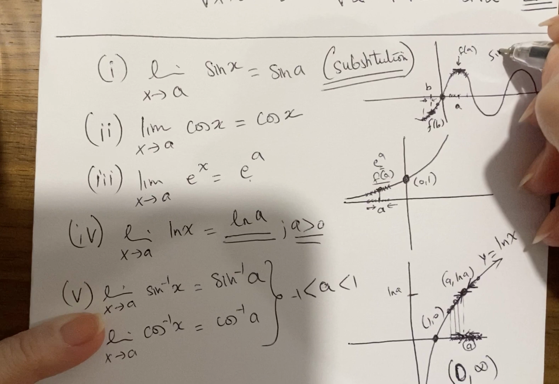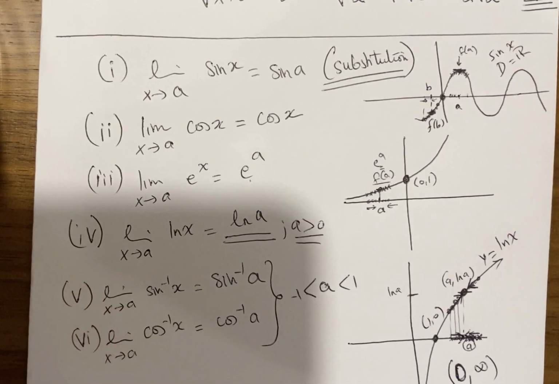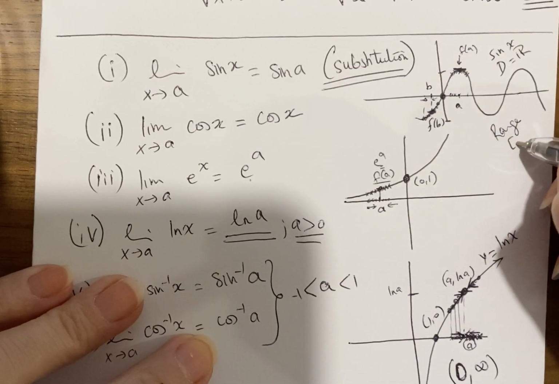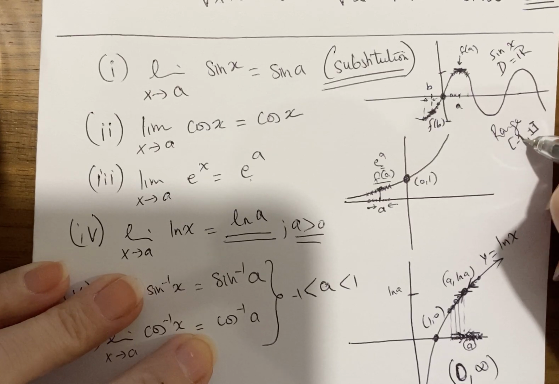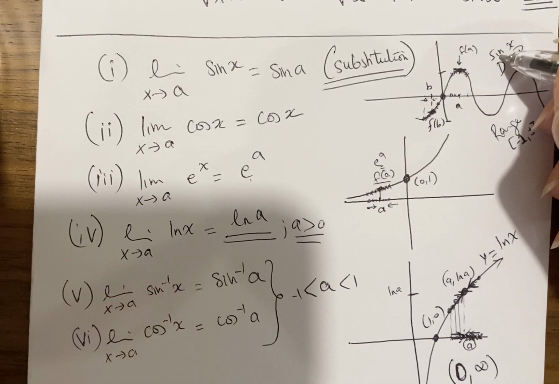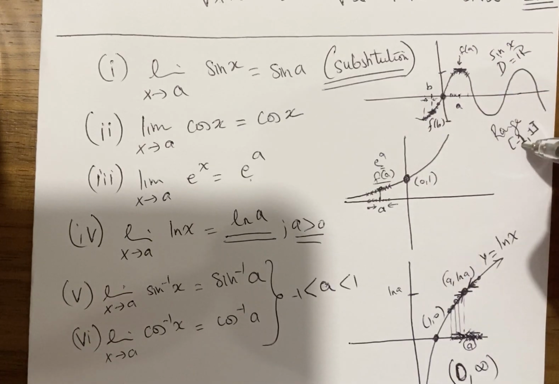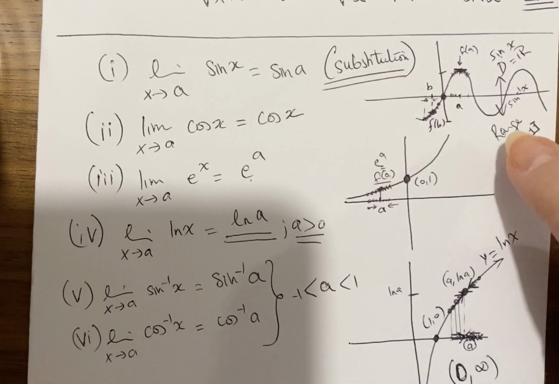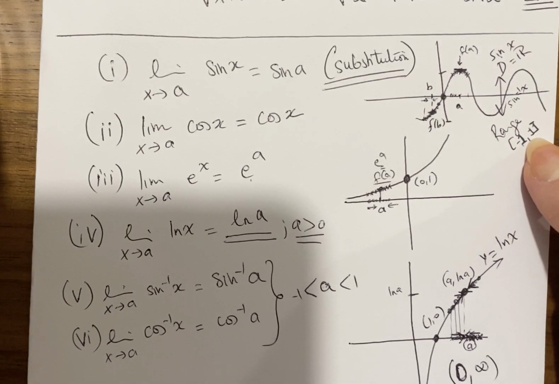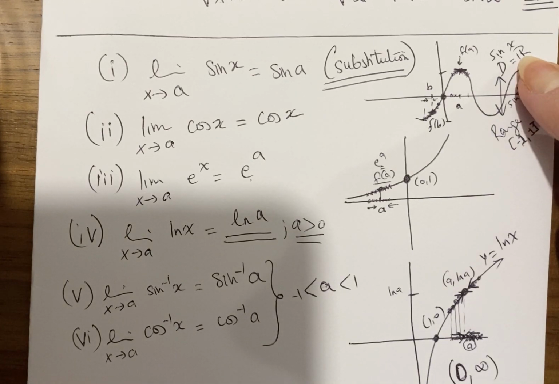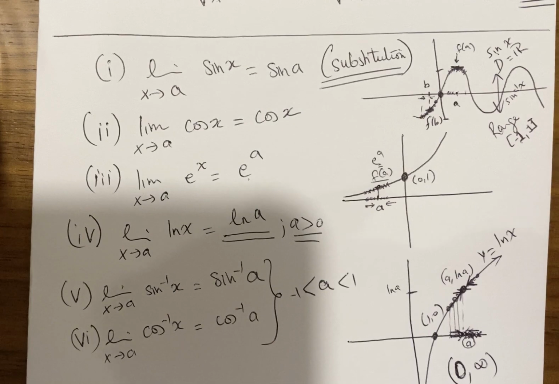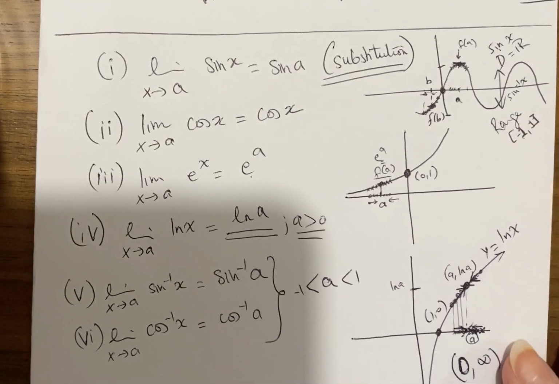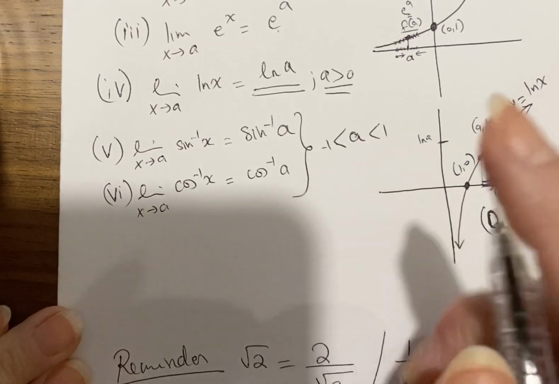Sine x, the domain is all real numbers. It's defined for all real numbers. But what is the range of sine x? The range of sine x is from -1 to 1. When we get inverse functions, the inverse function of sine x will have the domain equivalent to the range of sine x. So the domain and range will exchange. So the domain of sine inverse x is from -1 to 1, and the range of sine inverse x is all real numbers. That's why it's very important to realize how things are. It's only defined from -1 to 1.